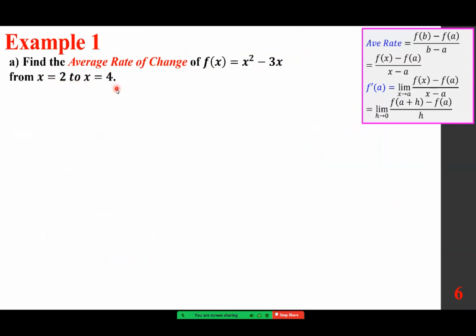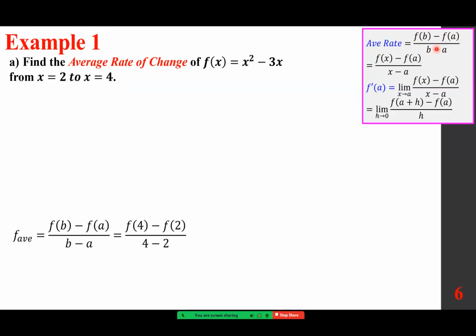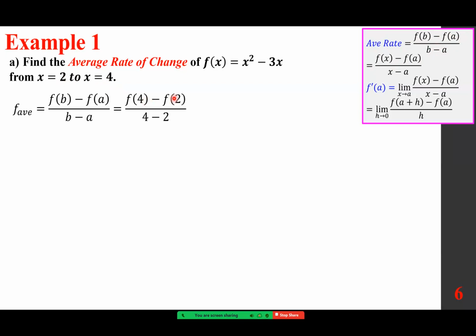Now, this is elementary algebra, and please understand, anytime they give us 2 points, that means the average rate. That means rise over run. That means f of b minus f of a over b minus a, or f of x2 minus f of x1 over x2 minus x1. So with that being the case, we want f of 4 minus f of 2 over 4 minus 2. This is elementary algebra, everybody.